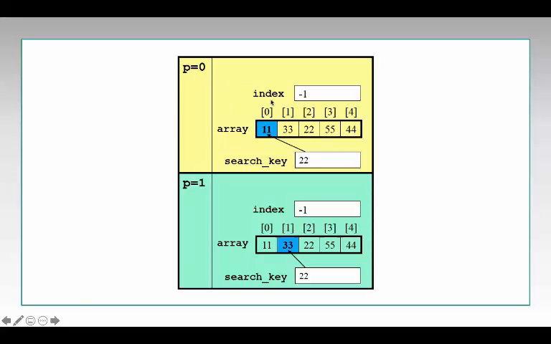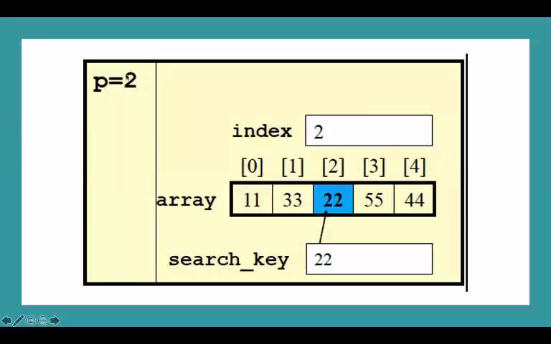When i is equal to 0, this 22 is compared with 11. There is no match, so there is an increment to the next location. And 33 is compared with 22. There is no match. Now the next iteration in the for loop: this 22 is compared with this 22 at index 2. So there is a match. Hence the index value is updated as 2, and the search is successful.